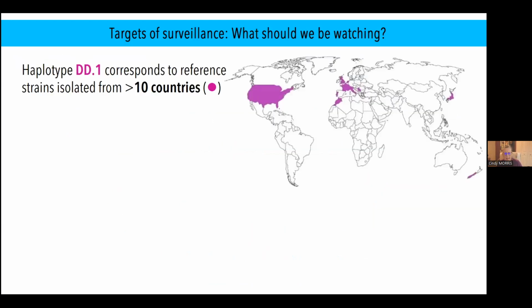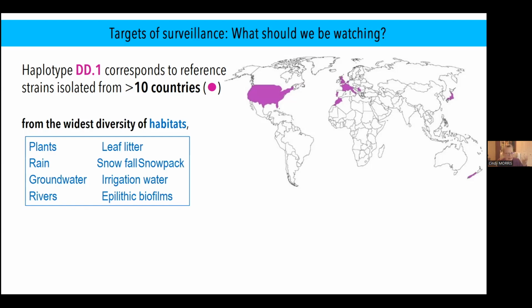Interestingly, if I go back to our big database of sequences from reports of disease all over the world, this haplotype corresponds to reference strains that have been found in over 10 countries on, I think, 7 continents. So this haplotype is getting around and doing something bad, causing disease. It's also been found from the widest diversity of habitats. In addition to crops, it's plants, rain, groundwater, rivers, etc. So is this a haplotype that is really adapted and has pathogenic potential?